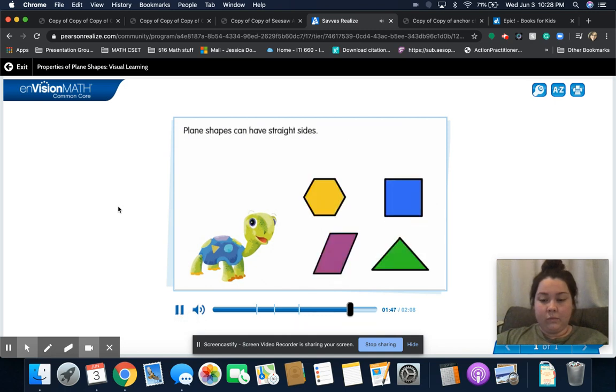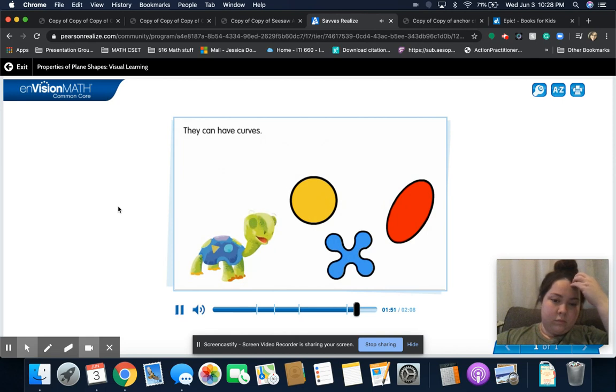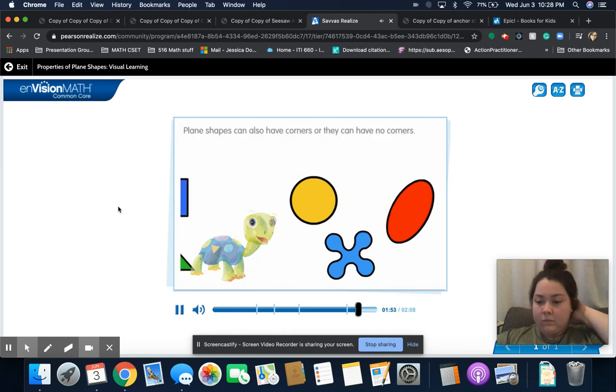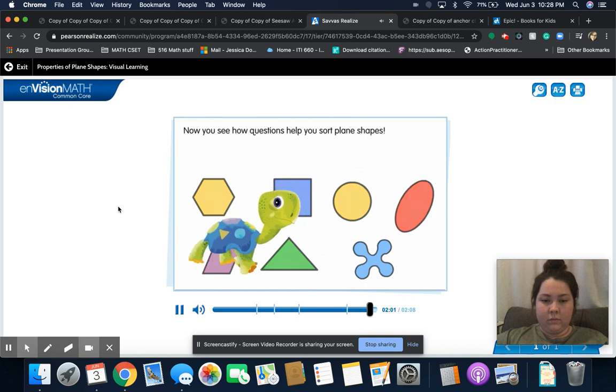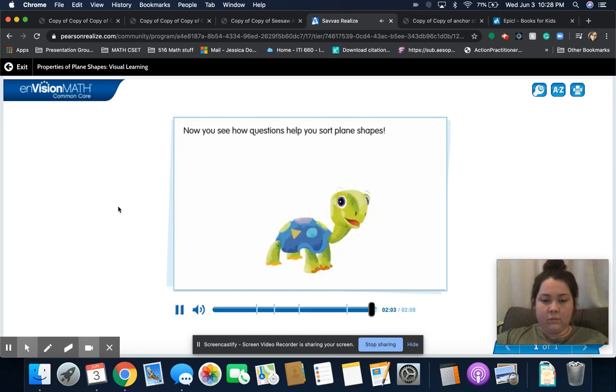Plane shapes can have straight sides. They can have curves. Plane shapes can also have corners, or they can have no corners. Now you see how questions help you sort plane shapes.